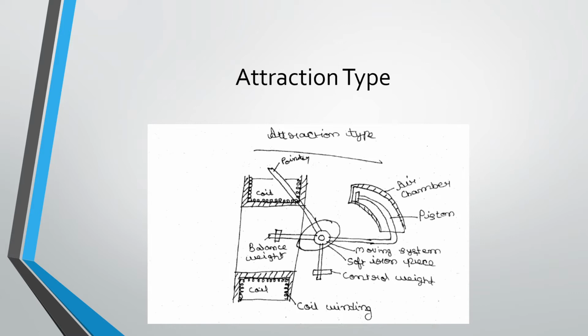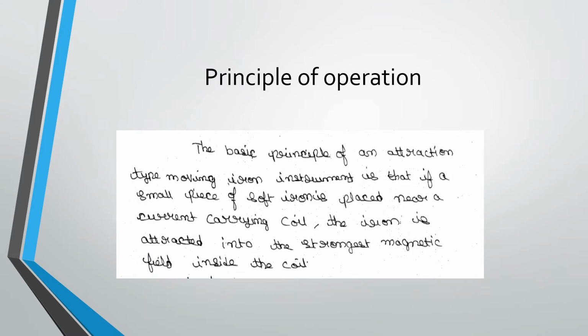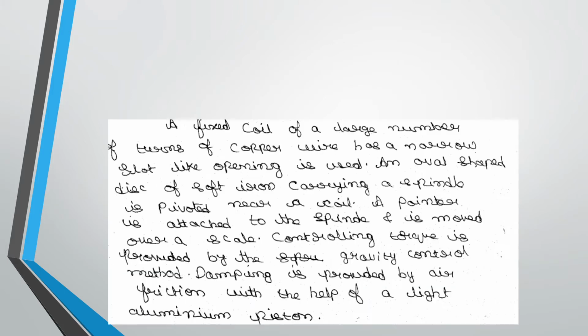Coming to the moving iron attraction type instrument, the basic principle is that if a small piece of iron is placed near a current carrying coil, the iron is attracted into the strongest magnetic field inside the coil. Consider a fixed coil wound with a large number of turns of copper wire, and an oval shaped disc of soft iron carrying a pointer or a spindle, attached to the coil or placed near it. A pointer is attached to the spindle and it moves over the scale.